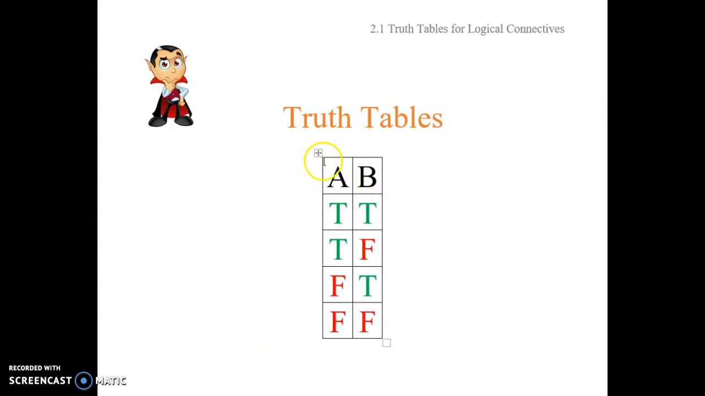Now I've got two propositions. There's the case where they're both true. There's the case where A is true and B is false. There's the case where A is false and B is true. And there's the case where they're both false. And so there's four. And again, under bivalence, that exhausts the possibilities. No possibilities left unaccounted for. This is all of them. These are all the different ways it could be.